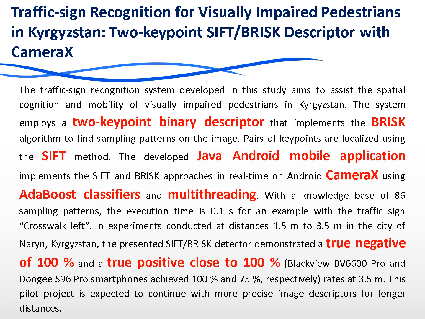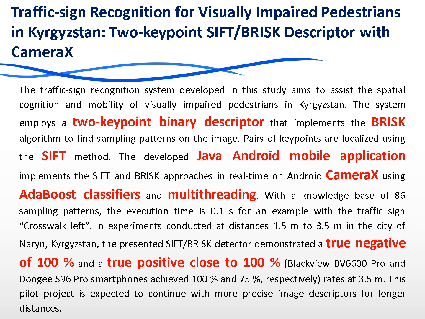In this study, the traffic sign recognition system was developed to assist the spatial cognition and ability of visually impaired pedestrians in Kyrgyzstan. The system employs a two-keypoint binary descriptor that implements the BRISK algorithm to find sampling patterns on the image. Pairs of keypoints are localized using the SIFT method. The developed Java Android mobile application implements the SIFT and BRISK approaches in real time on Android CameraX using AdaBoost classifiers and multithreading. With a knowledge base of 86 sampling patterns, the execution time is 0.1 second for the example with the traffic sign crosswalk left.